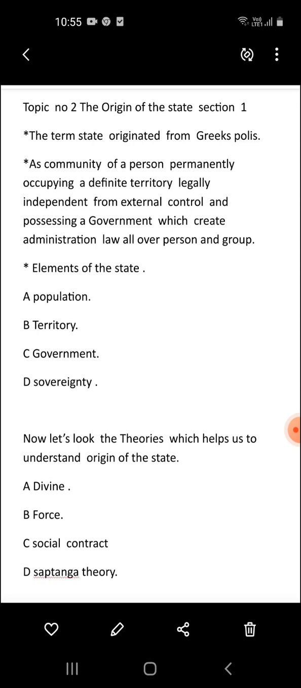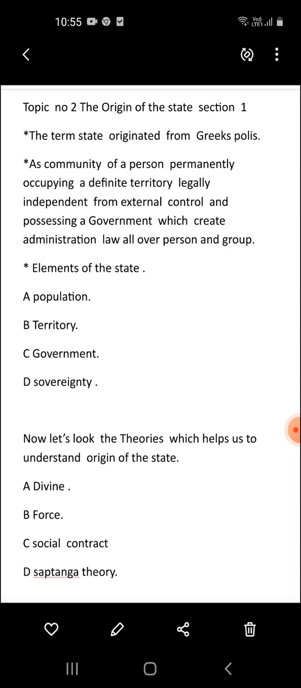To create a state, territory is very important. Then comes population. Later on, when people start to stay in a firm place for a longer duration, they themselves create the government, and obviously, after creating the government, they will get supreme power.